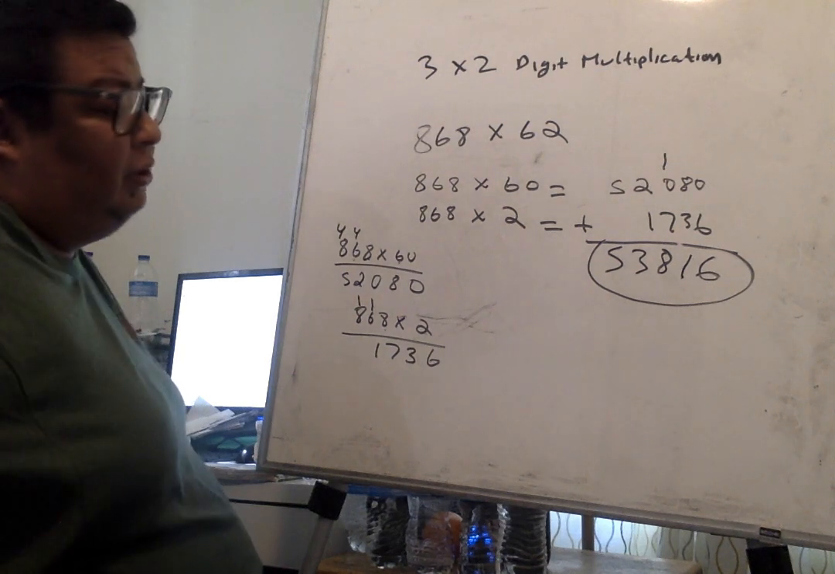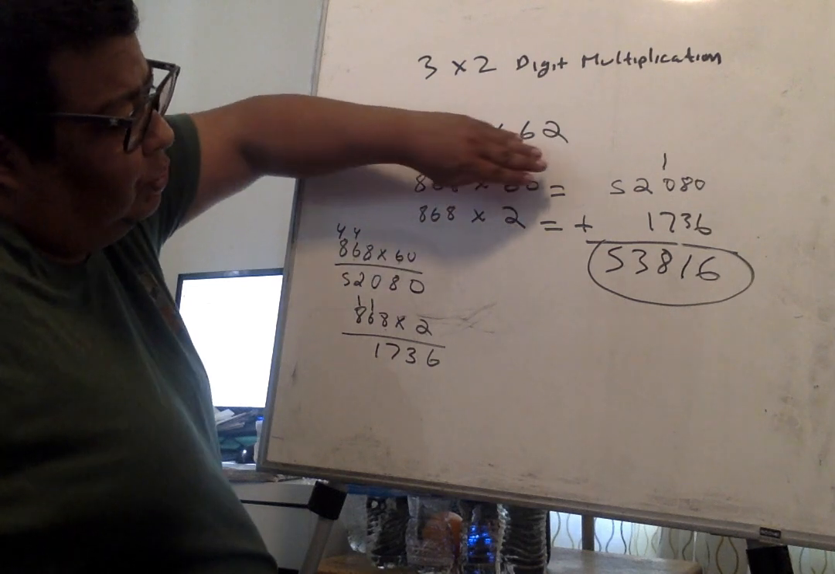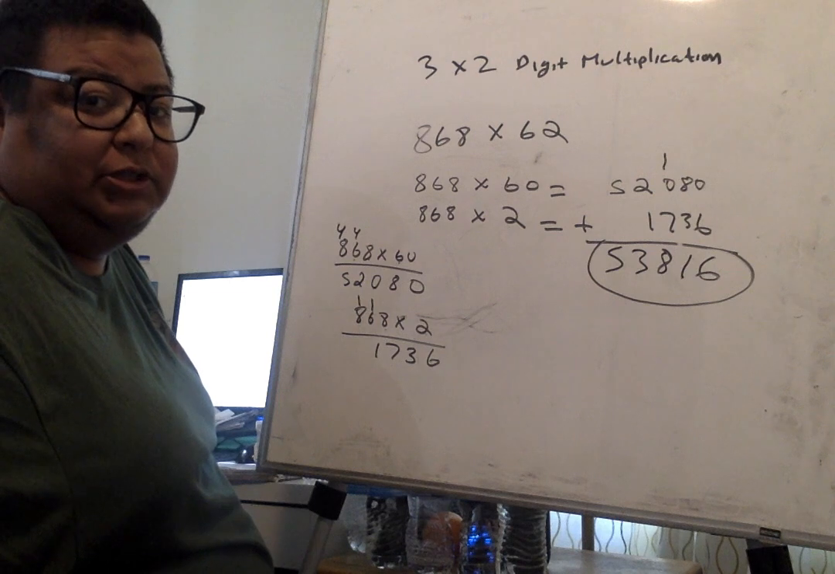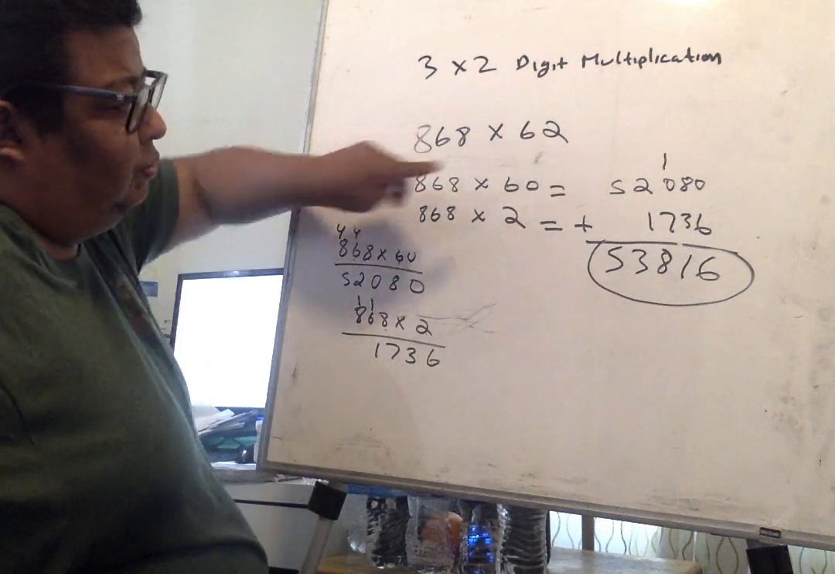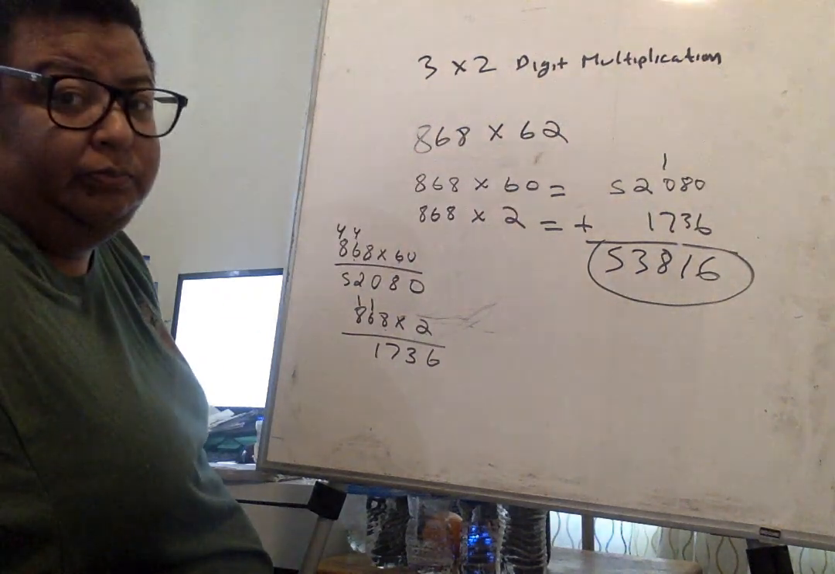So as you can see, we did the same thing. We broke it down into two problems. We get the results, add them up, and you get the final answer. That's an easy way of doing this type of problem instead of working out 2 digits at one time. Thank you very much.